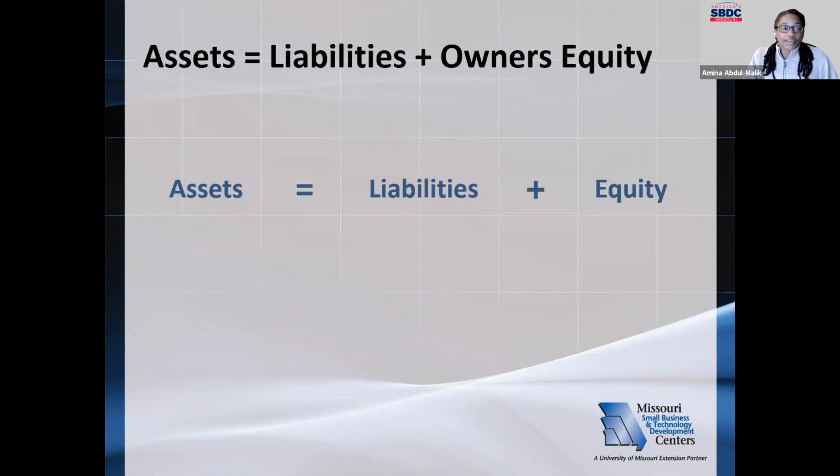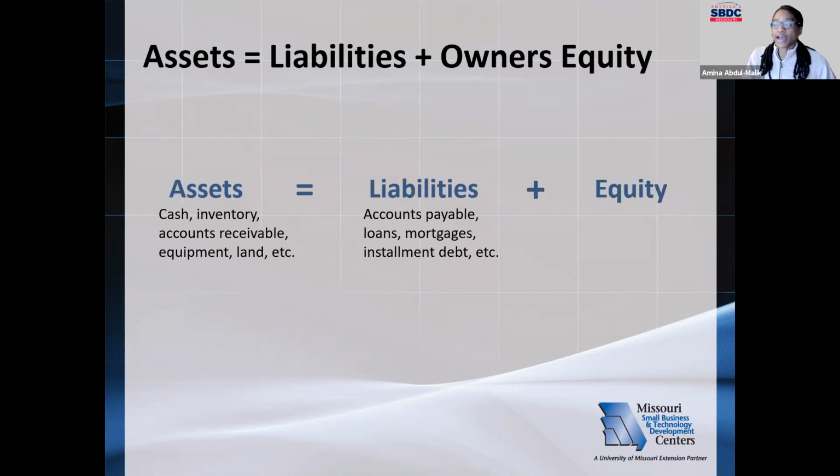And we talked about this equation, but assets, which are everything that your company owns, your cash, inventory, accounts receivable, land, will always equal your liabilities, which is everything that you owe, as well as your equity, which is everything that the owner has put in, and those profits that are available.